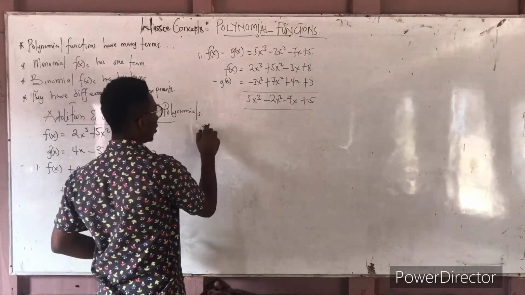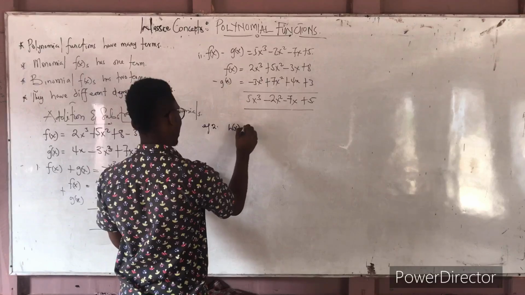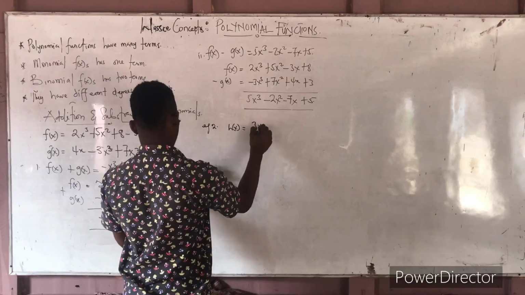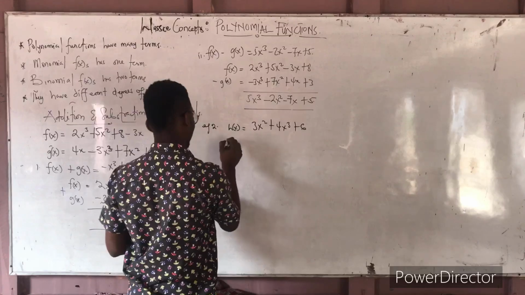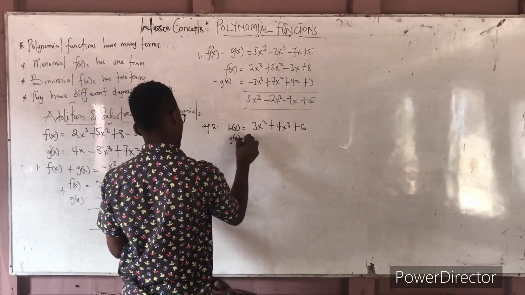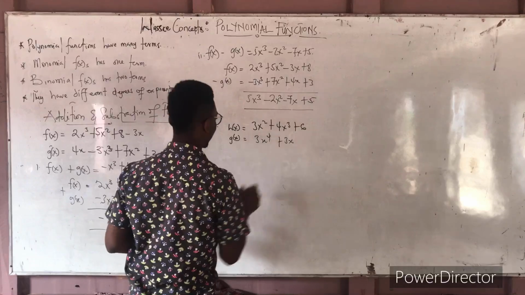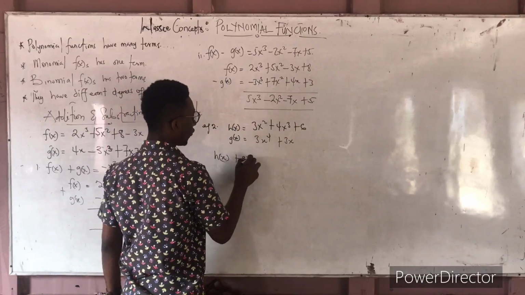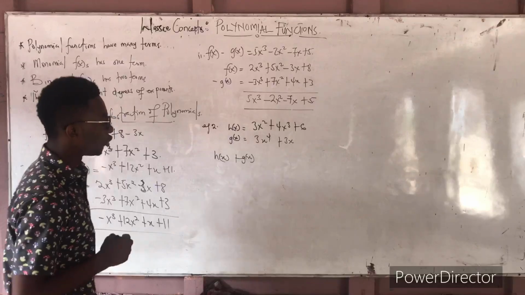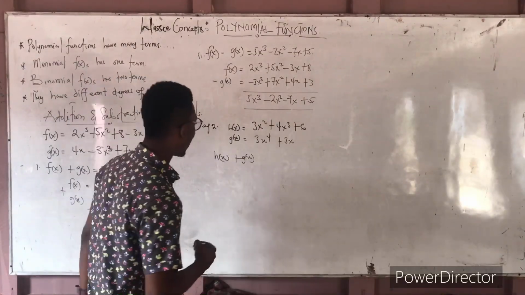Let's take a second example and see what we do. We have h of x is equal to 3x squared plus 4x cubed plus 6, and g of x is equal to 3x to the power 4 plus 3x. So if you find h of x plus g of x, I'm doing the addition. You can try the subtraction in your book.